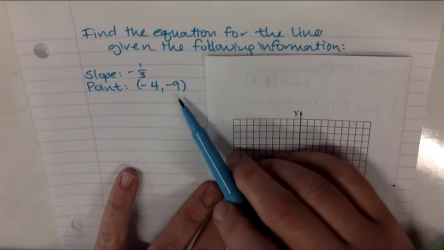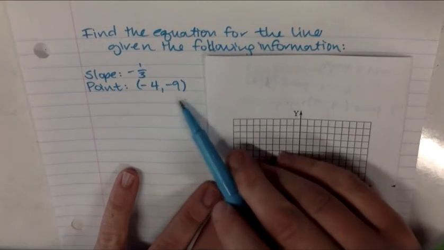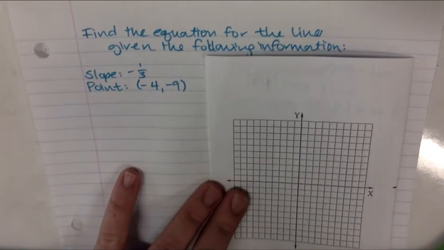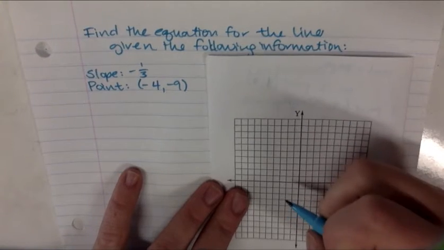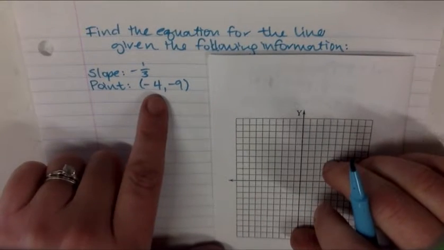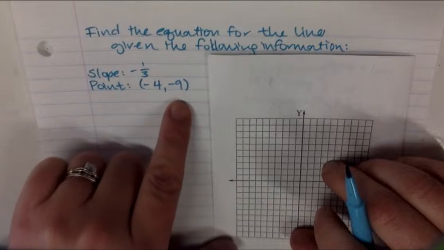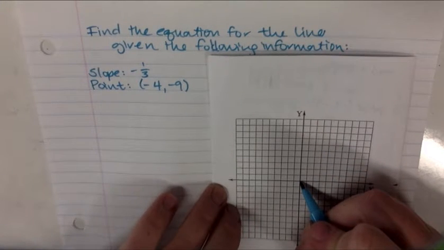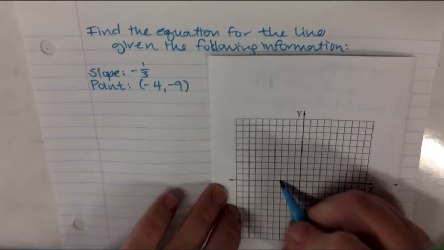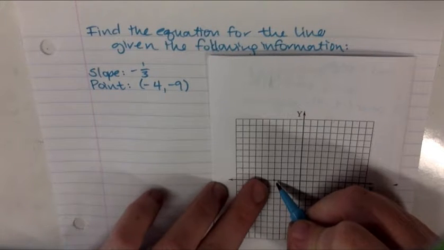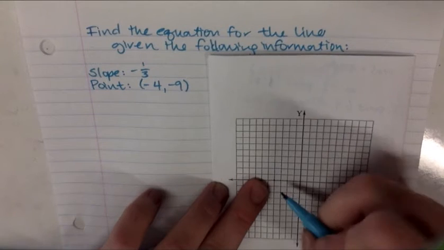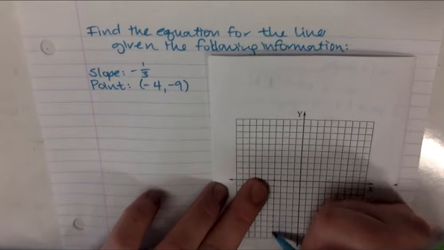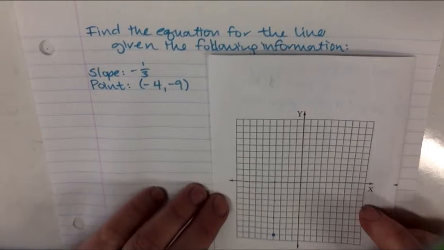So I'm always going to start with plotting the point that I know first. Usually, I love it when it's a y-intercept or an x-intercept. This time it's not, so I have to play around with this. I have a -4 for my x value and a -9 for my y value. I'm going to start from 0, 0. I'm going to count to the left 4, 1, 2, 3, 4, and then I'm going to count down 9 units. 1, 2, 3, 4, 5, 6, 7, 8, 9 units, and I have my point.